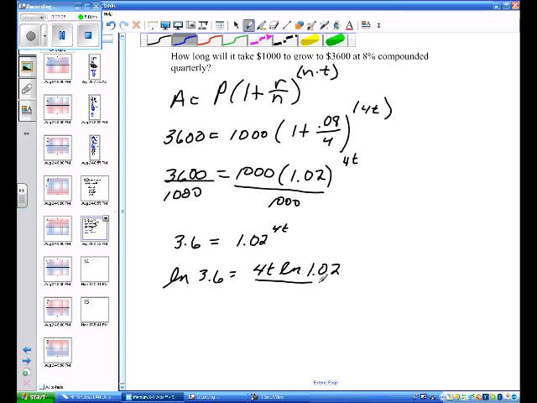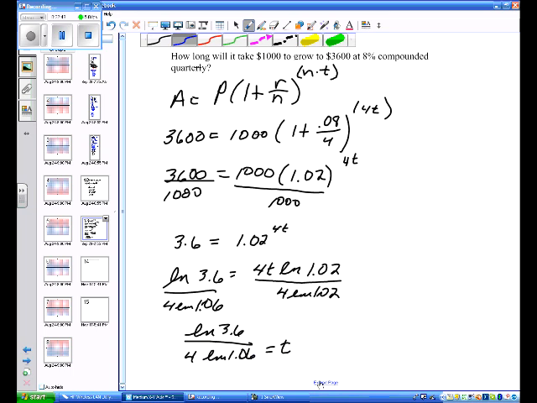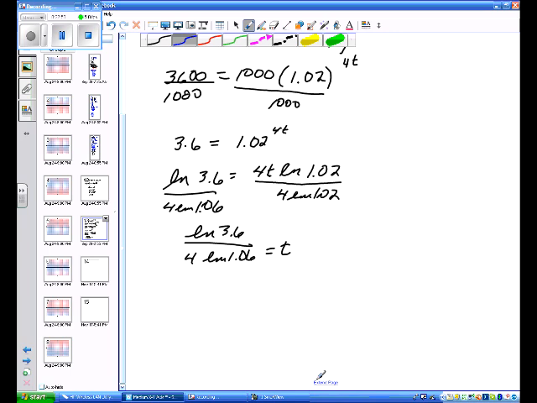We want to solve for t, so we're going to divide both sides by 4 log 1.02. And so we end up with the log of 3.6 over 4 natural log of 1.02. And that's going to be our t.